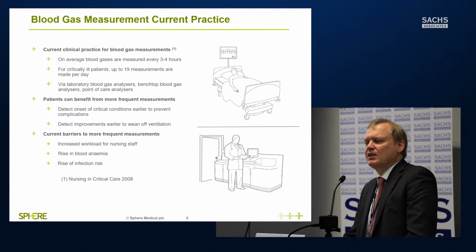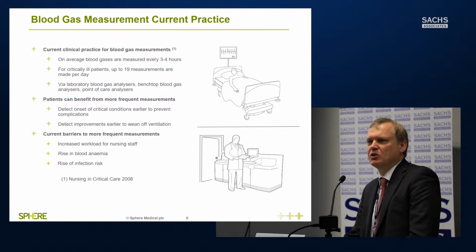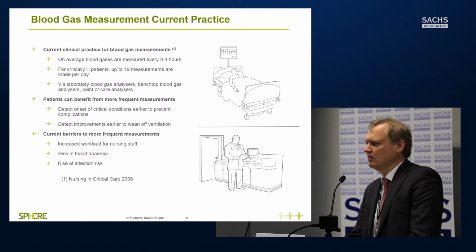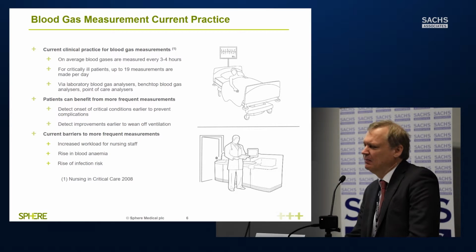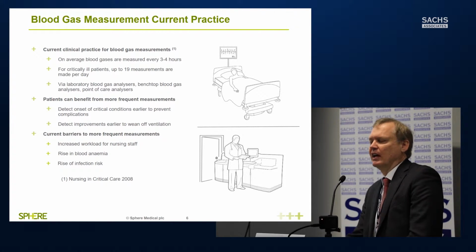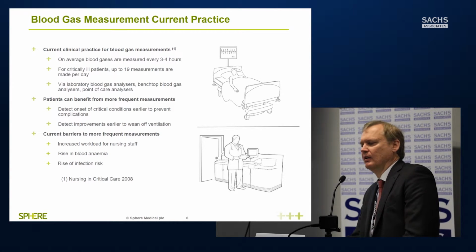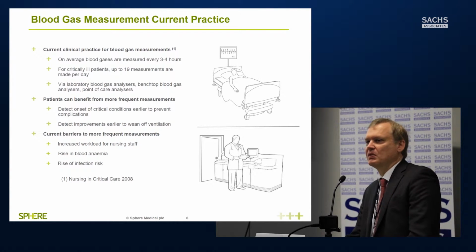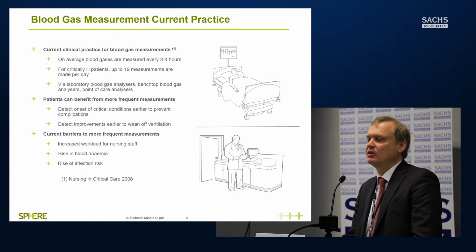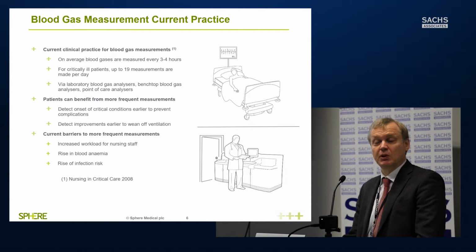But everybody agrees that for these unstable patients, one should actually measure this more often because you would detect the onset of critical conditions, deteriorations, more frequently or earlier, or even improvements. If you have a patient on a ventilator, you can detect these improvements earlier, and you can wean them off the ventilator earlier. And all this actually translates, I'm told, at some point in terms of length of stay in ICUs, and that's where a lot of money gets spent in the hospitals. So everybody agrees it should be a good thing to measure more often.